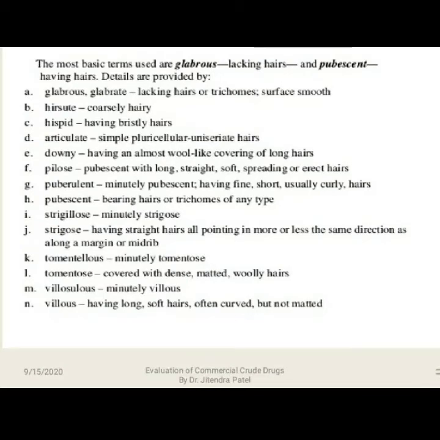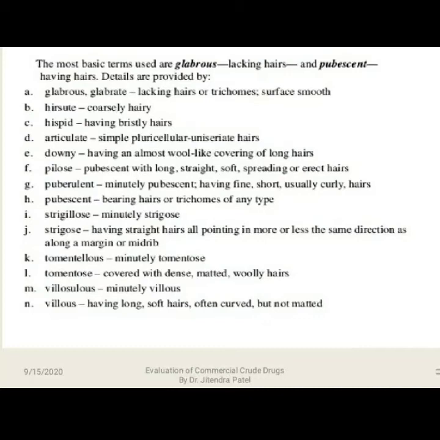Glabrous or glabrate, lacking hairs or trichomes, the surface is smooth, right? Hirsute, coarsely hairy. Hispid, having bristly hairs. Articulate, simple, pluricellular or uniseriate hairs. Downy, having an almost wool-like covering or long hairs. Pilose, pubescent with long, straight, soft, spreading or erect hairs. Puberulent, minutely pubescent, having fine, short, usually curly hairs. Pubescent, bearing hairs or trichomes of any type.